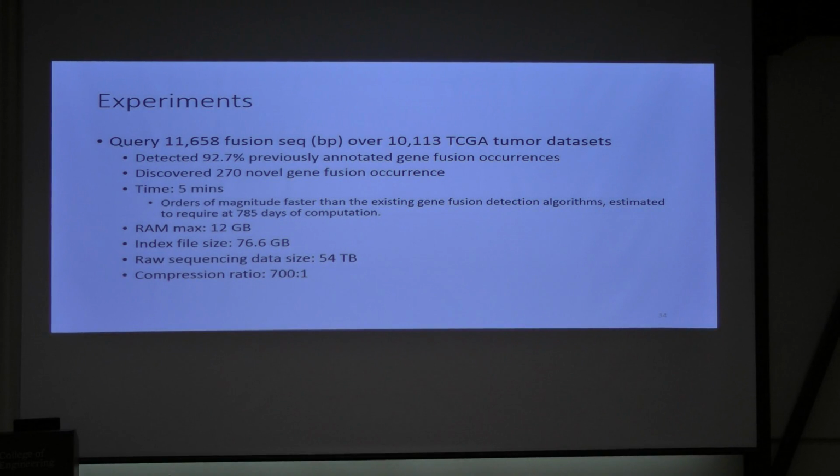Question. When you say you detected about 93% of the previously annotated ones, two questions. One is, how many are those occurrences? Is it about 200 or is it about 1 million? 10,000. Around 10,000. A great number then. And what happened to the other 7%?